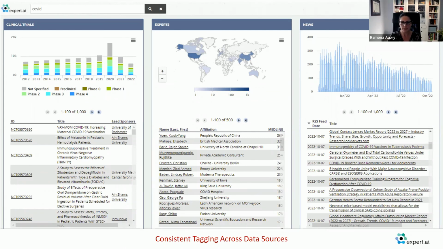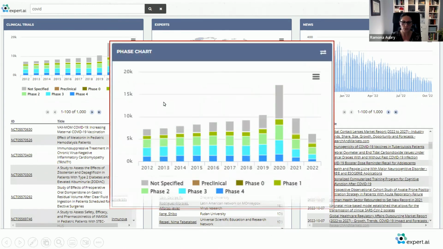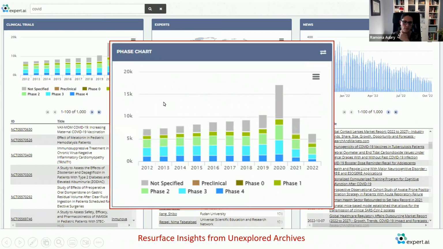not connected? So we did this again in a way to just see from a data perspective how we can surface insights that come from unexplored archives. And in the example I'm giving here, what you see is that a lot of the clinical trials that were around COVID started in 2020. And that makes a lot of sense because that's shortly after the start of the pandemic. I think it was February 2020.